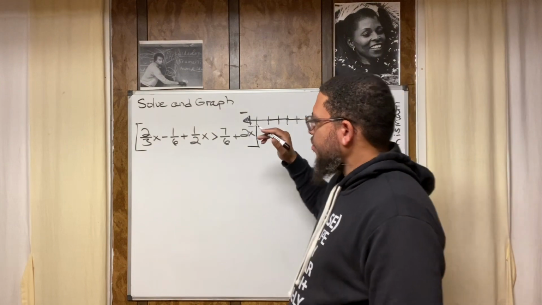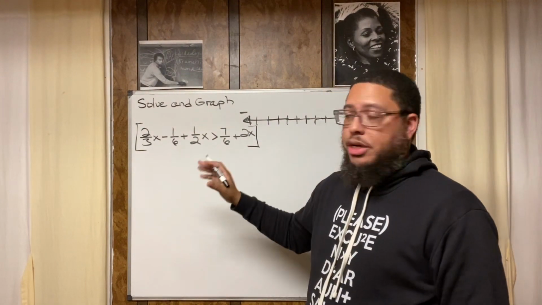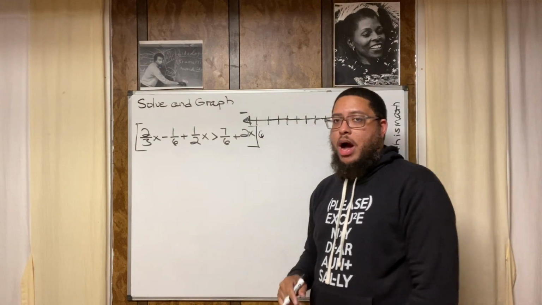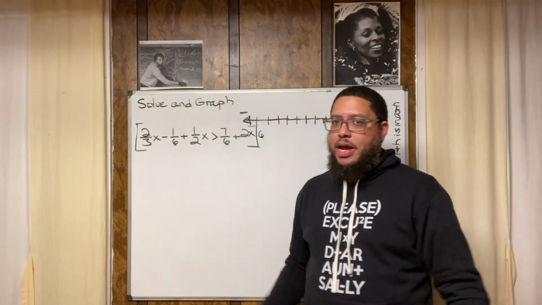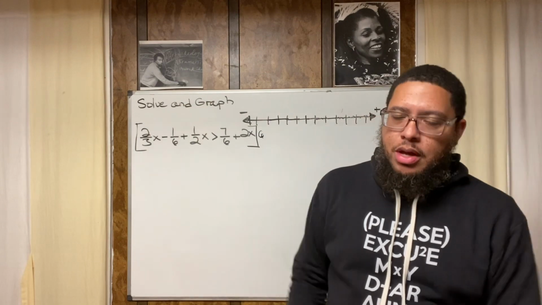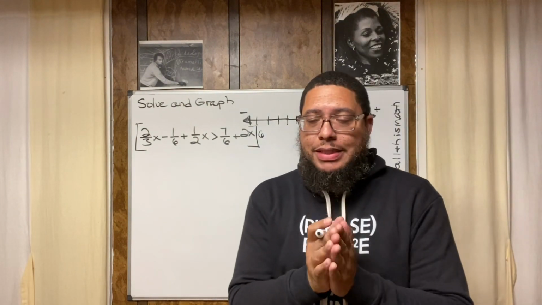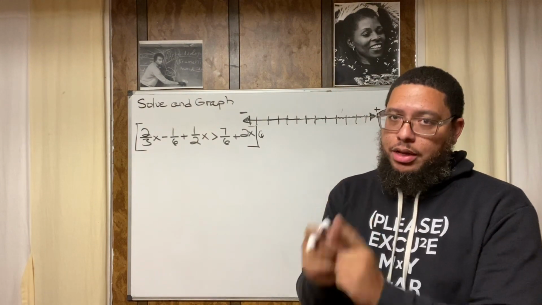Now, I'm going to multiply this entire inequality by the number 6. Why am I multiplying by 6? Why not 8? Why not 4? Why not 10? Why not 25? Why not -8? The reason I'm multiplying the entire inequality by 6 is because I look at all the denominators.